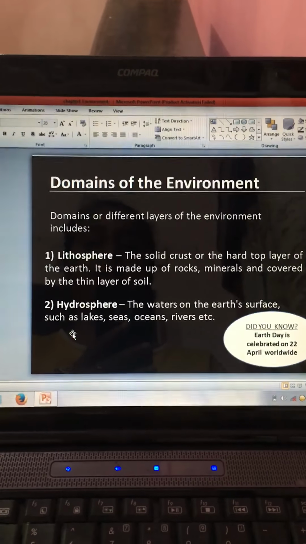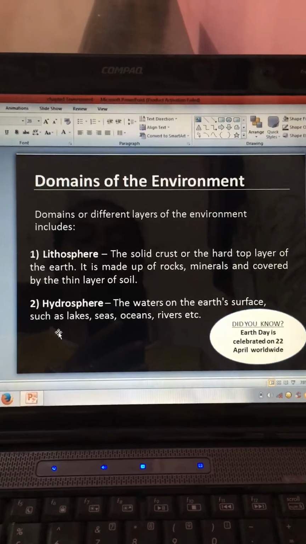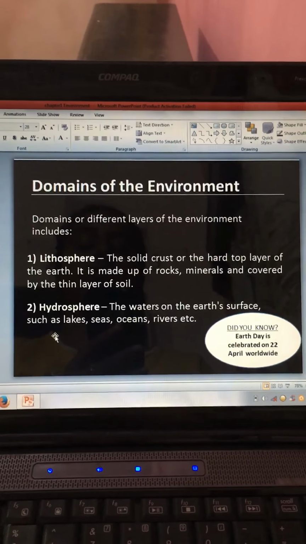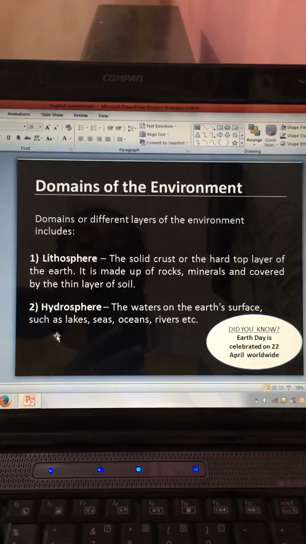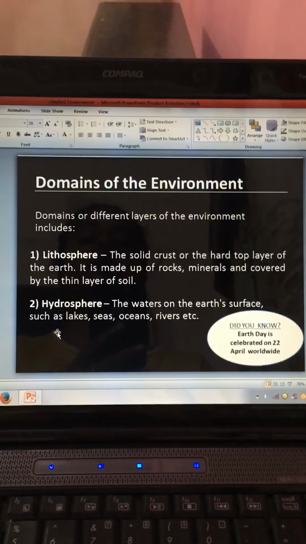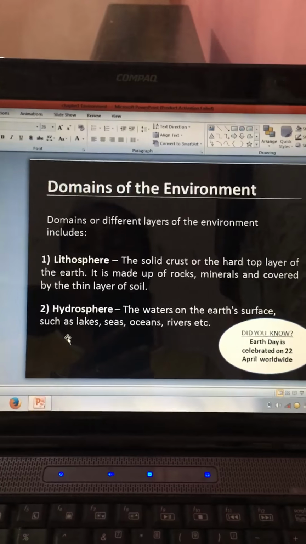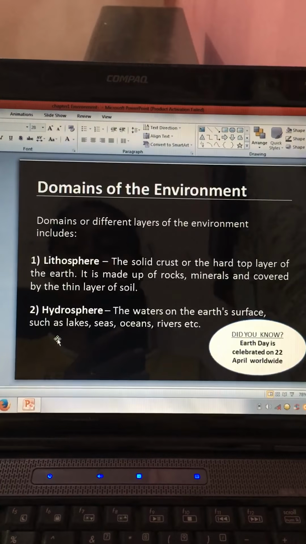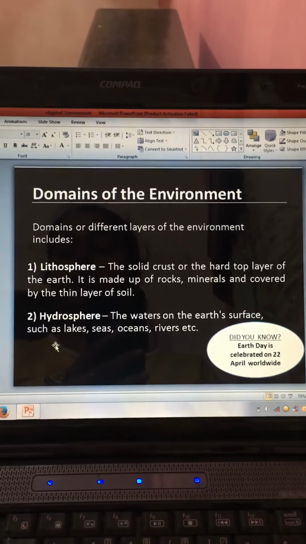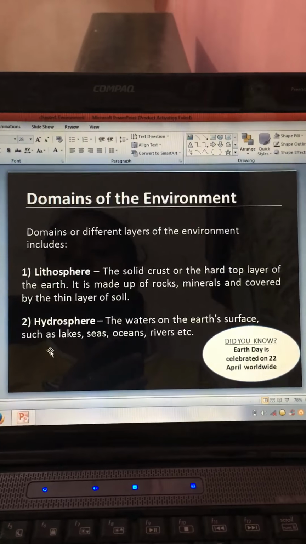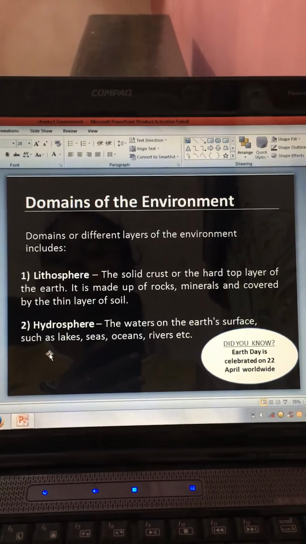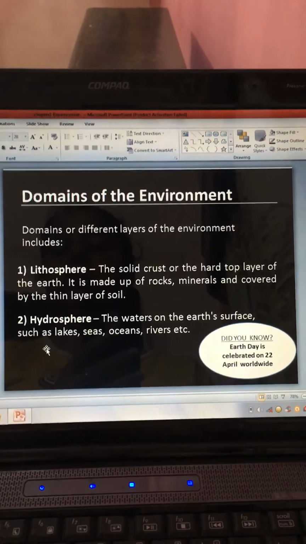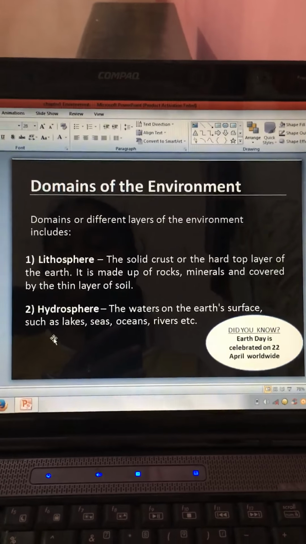First part of our domain is lithosphere. The solid crust or hard top layer of the earth is called lithosphere. It is made up of rocks, minerals, and covered by a thin layer of soil. You know, the average thickness of the lithosphere is about 100 kilometers. Yes, the uppermost part of the lithosphere has a thin layer of soil. This irregular and rocky sphere extends both over the continents and ocean basins.